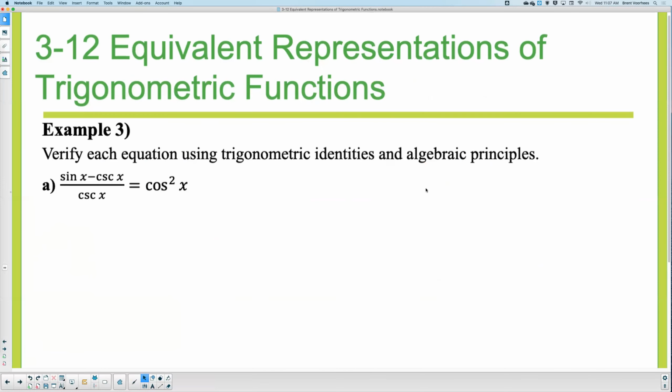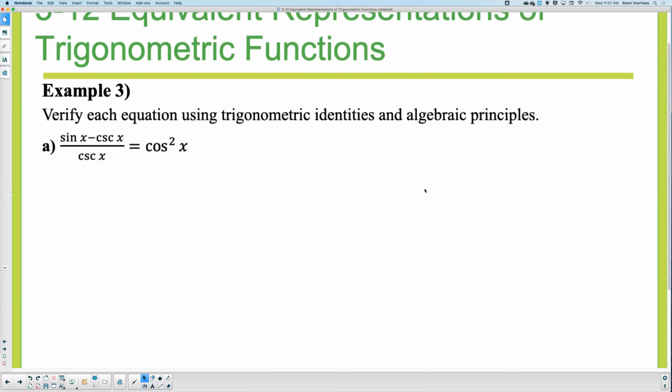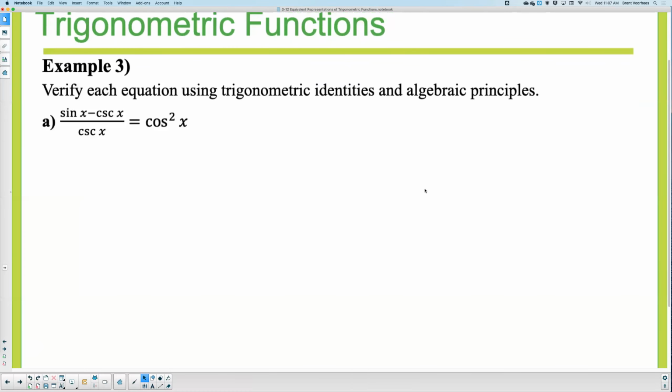Let's go on to example 3. All right, let's look at some different properties. We're going to use the same identities I showed you, but this time I'm going to incorporate some algebraic principles. So what does this mean? We're going to be looking for things like factoring, combining like terms, stuff like that.